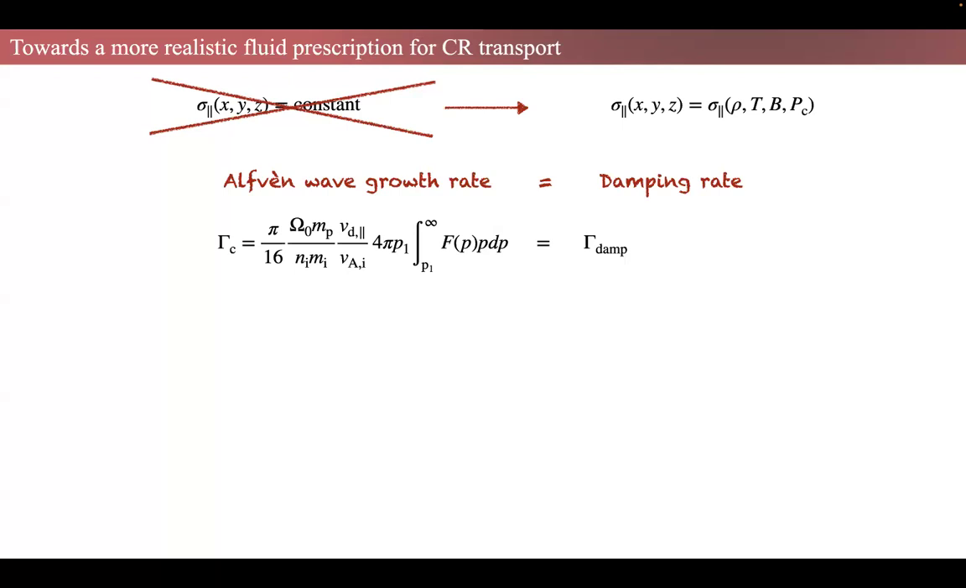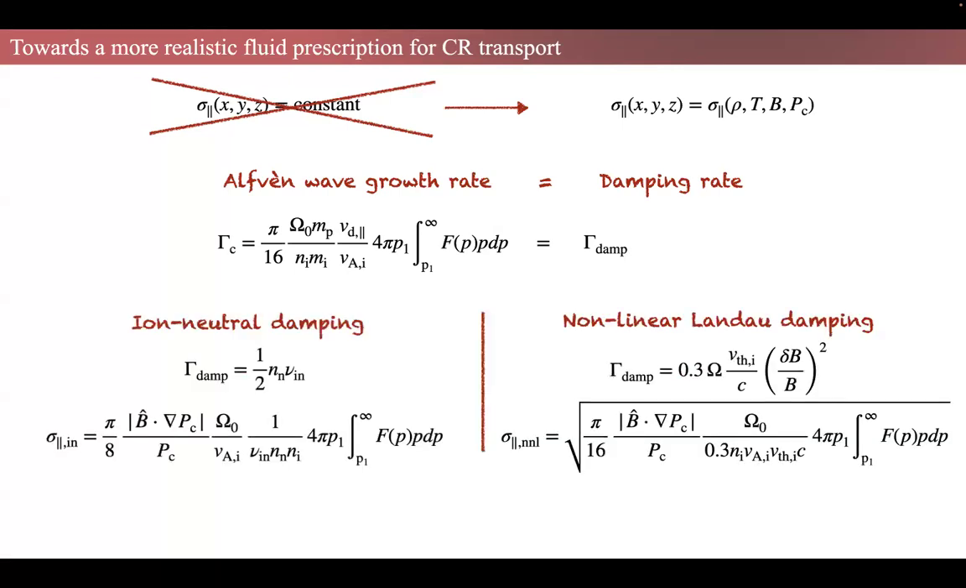In particular, we consider two different damping processes, namely ion-neutral damping and nonlinear Landau damping. Ion-neutral damping occurs in partially ionized gas, where waves propagate in the ions and in the magnetic field only and are damped by collisions of ions with neutrals, while nonlinear Landau damping happens when thermal ions have a Landau resonance with the beat wave formed by the interaction of two resonant alpha waves.